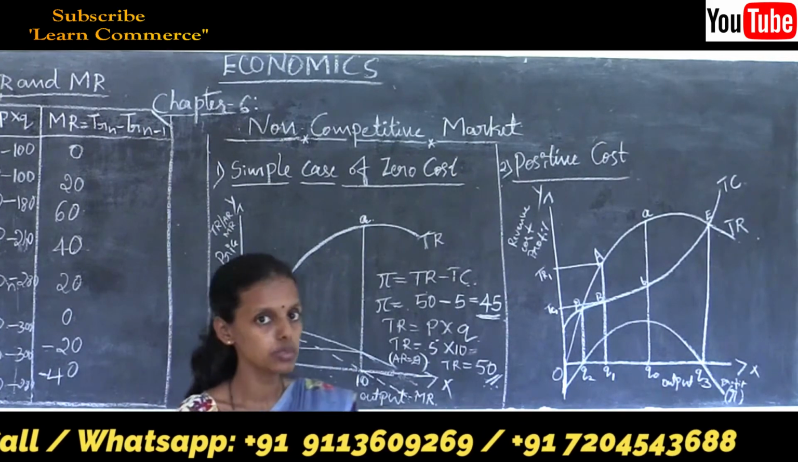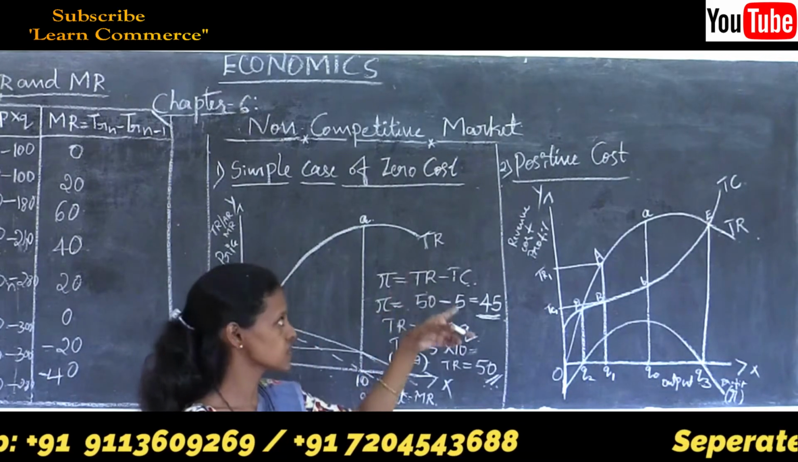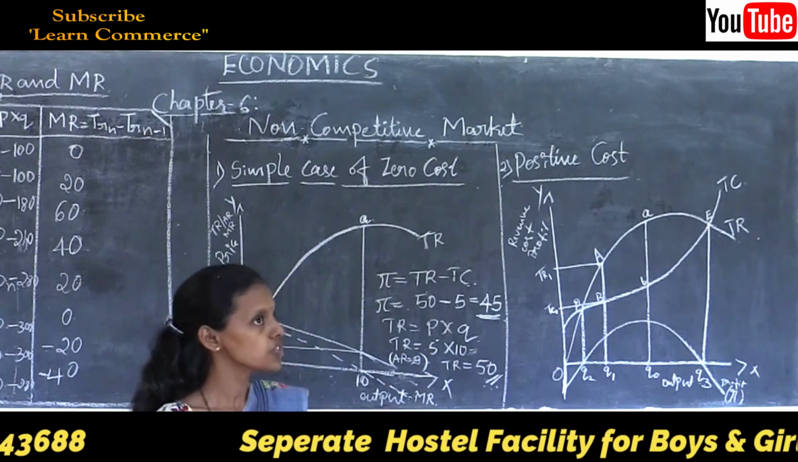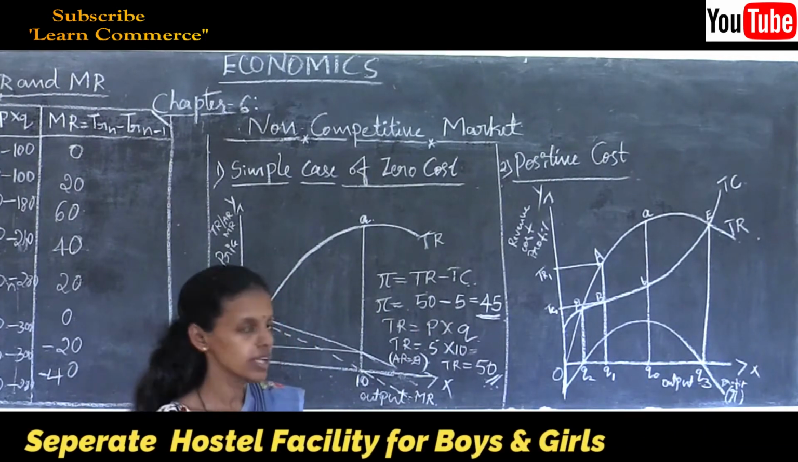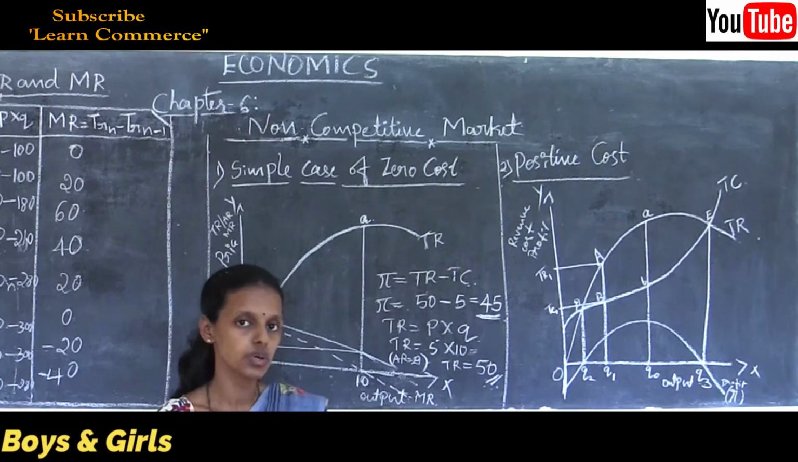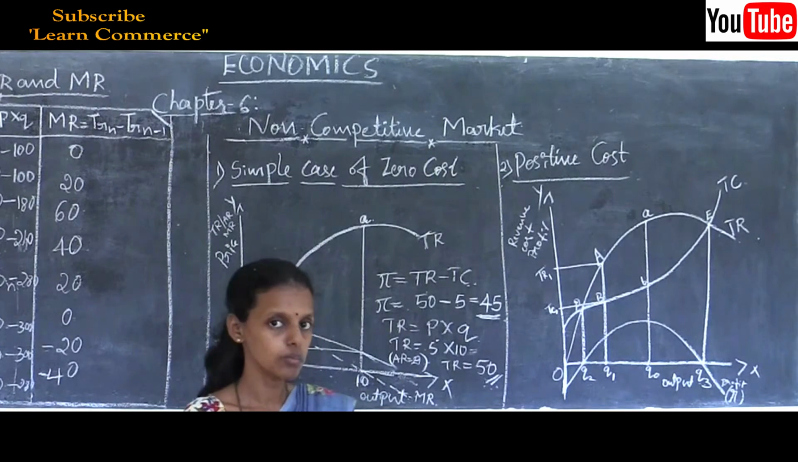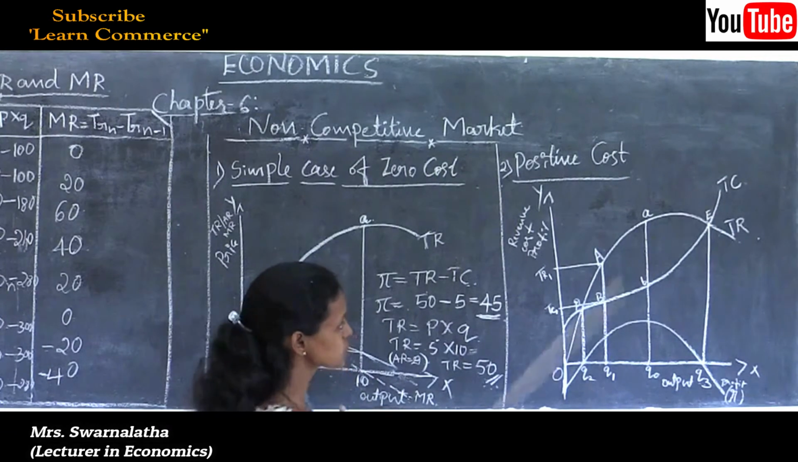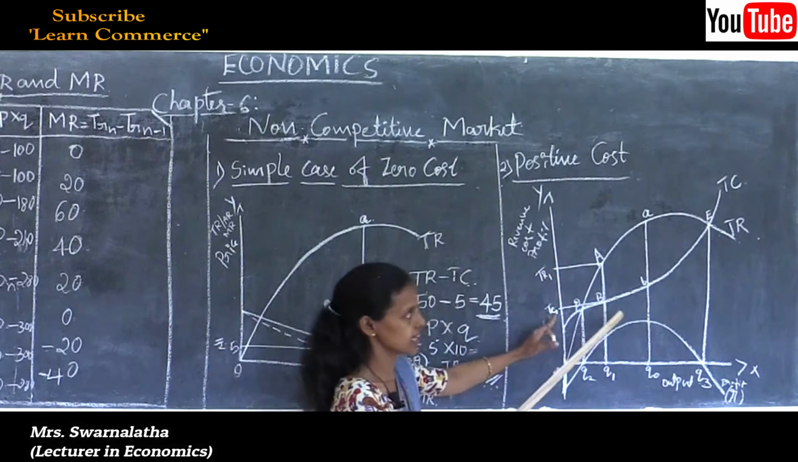Next we move towards positive cost. Positive cost is nothing but when the cost of production goes on increasing, then also the firm is going to get equilibrium during the short run. How is it possible? That we can see through another diagram.